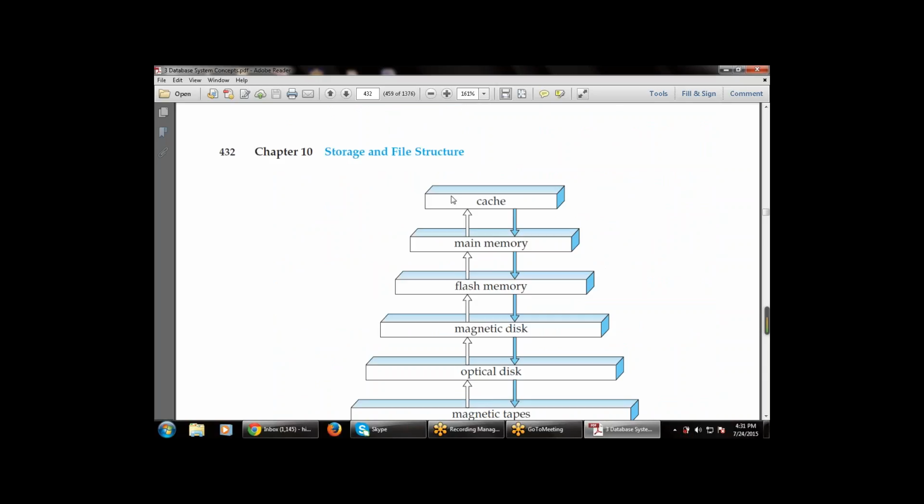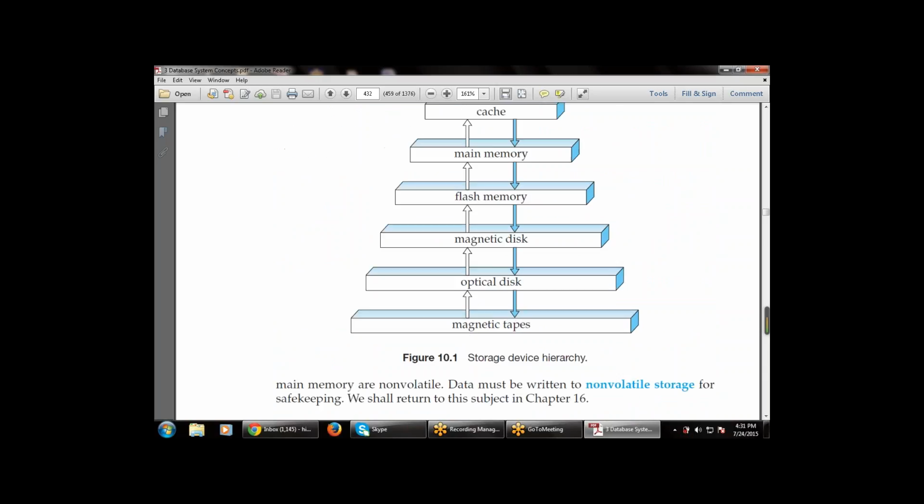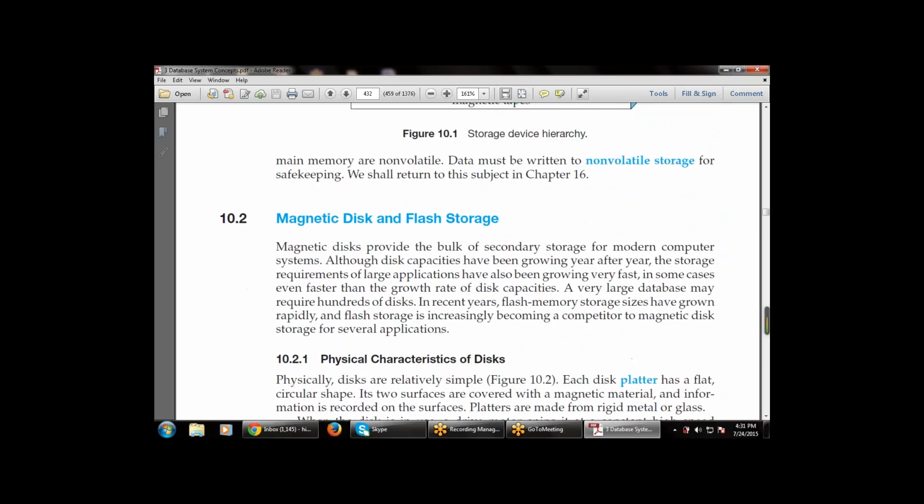And this is the diagram that shows various types of memory: cache memory, main memory, flash memory, magnetic disk, optical disk, and magnetic tapes. Then we also discuss the magnetic disk and flash storage, that is how to store and adjust the data in the magnetic disk and the flash storage. Magnetic disk provides the bulk of secondary storage for modern computer systems.